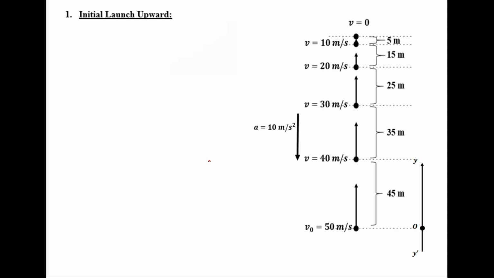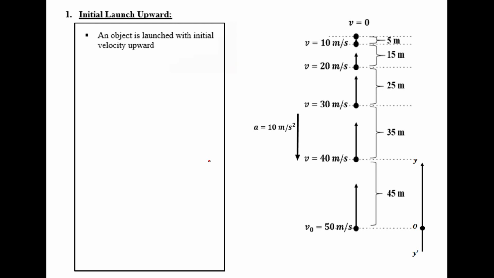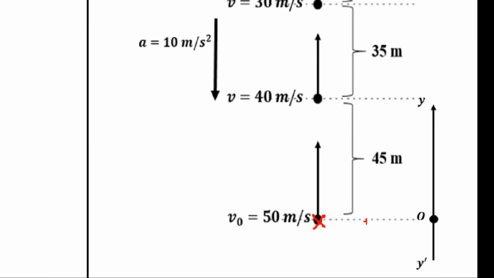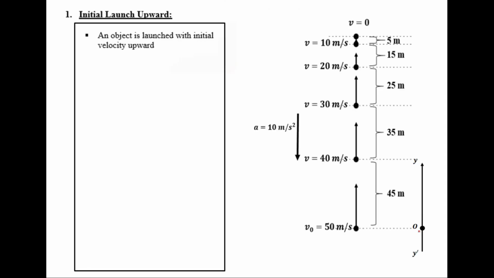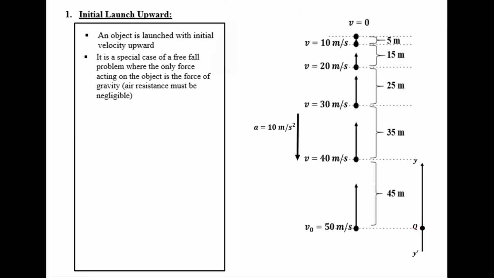Now, in today's lecture, we will study another particular case of free fall motion in which an object is launched upward with some initial velocity. Then an object is launched with an initial velocity upward. This is the initial launch, which coincides with the origin. It is a special case of a free fall problem simply because the only force acting on the object is the force of gravity, and we're gonna neglect resistance.